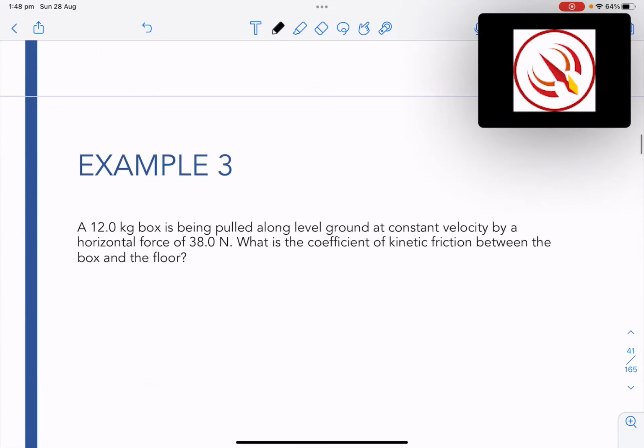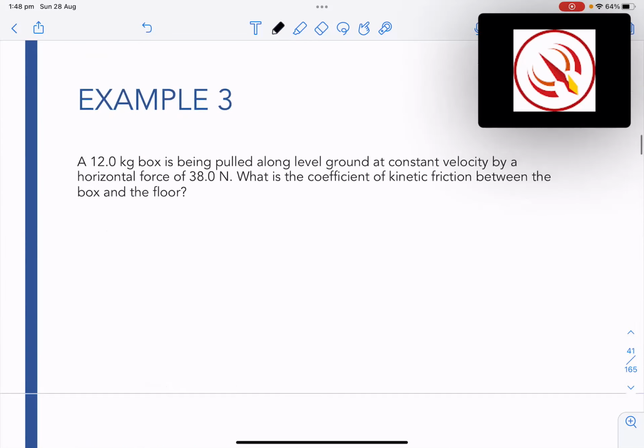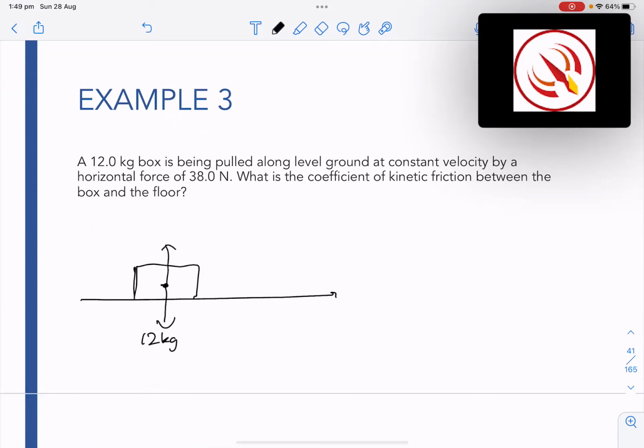Let's move on to a more complex question, just because we're running out of time. A 12 kilogram box is being pulled along level ground at a constant velocity. Again, we're drawing a diagram to start with. Here's our box. It has a weight force that's partly given by 12 kilograms, and a normal reaction force, which will be in response to the weight. It's being pulled along level ground at constant velocity, which is important, by a force of 38 newtons. What is the coefficient of kinetic friction between the box and the floor?